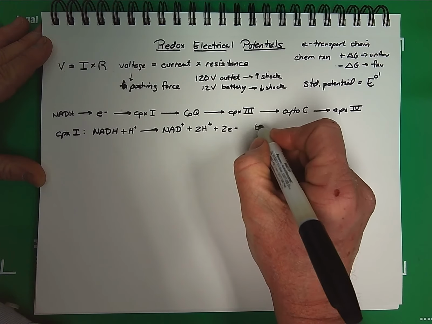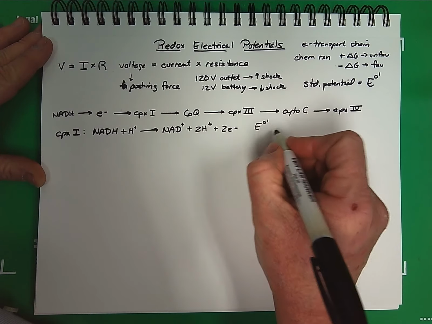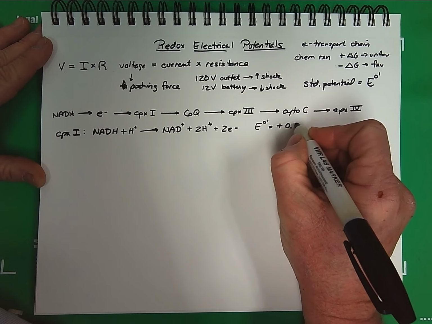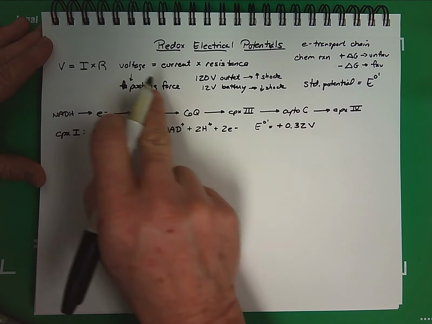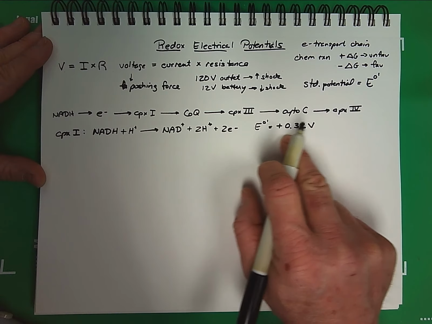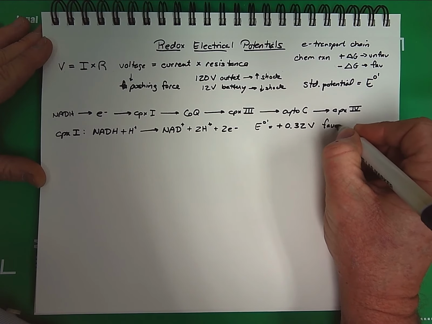Now, if we measure the standard electrical potential change of this reaction, we will have a positive 0.32 volts. Now recall up here that voltage equals pushing force, so the fact that we have a positive voltage means that this is a favorable reaction.